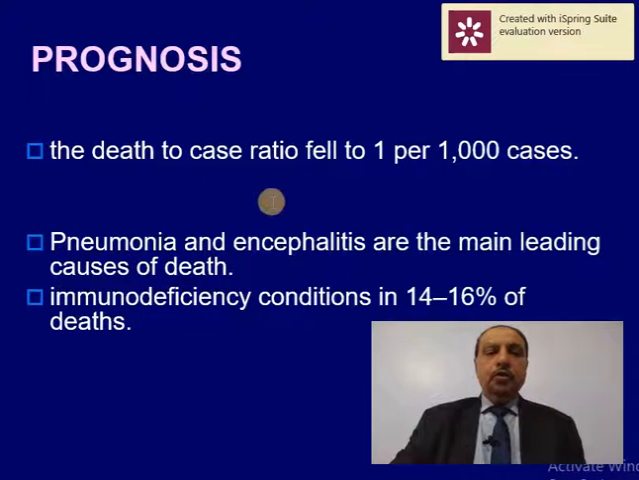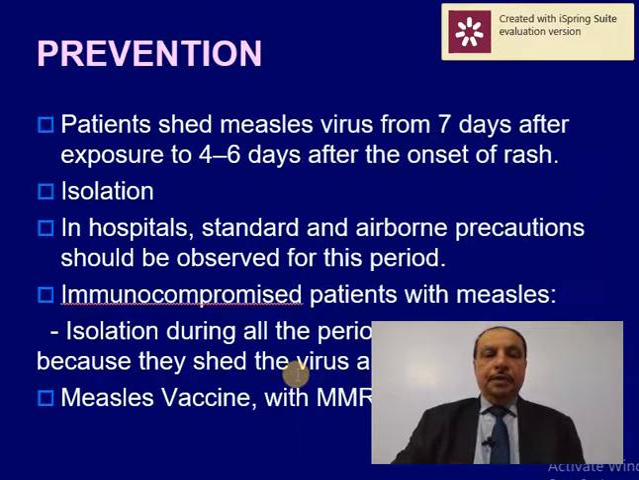What is the prognosis of measles? The death to case ratio fell to 1 per 1,000 cases. Pneumonia and encephalitis are the main leading causes of death, and immunodeficiency conditions account for 14 to 60% of deaths.